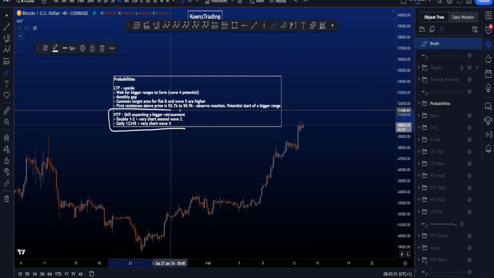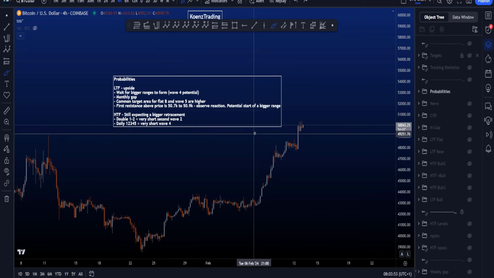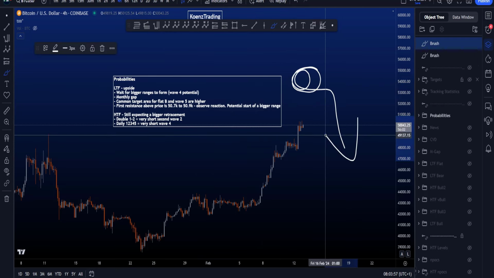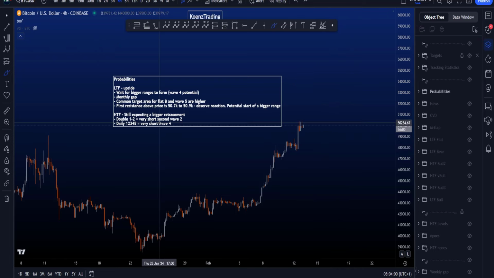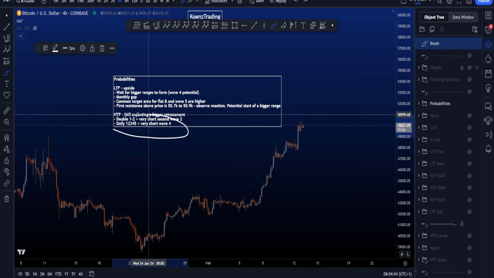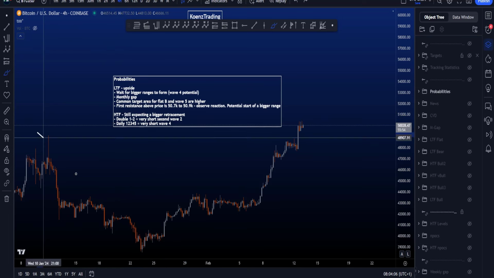On the high time frame, the daily chart, we are still expecting a bigger retracement at the moment after a wave 5 or B is in, because a double 1-2 has a very short wave 2 as explained earlier, and in a 1, 2, 3, 4, 5 impulsive structure, this move down is a very short wave 4.